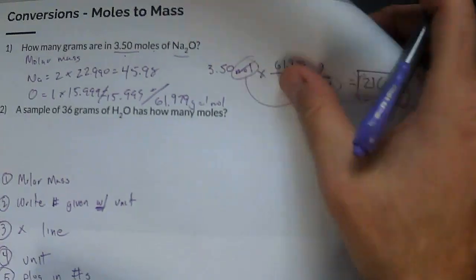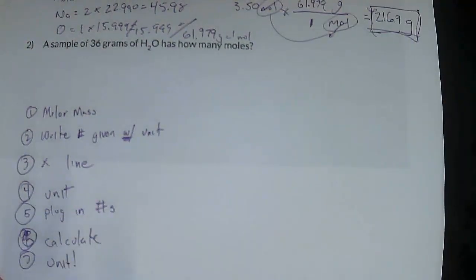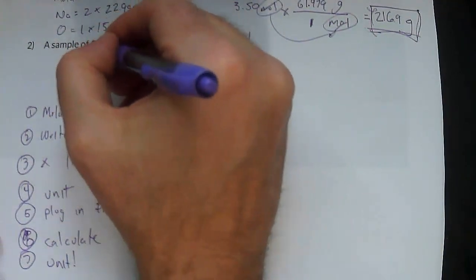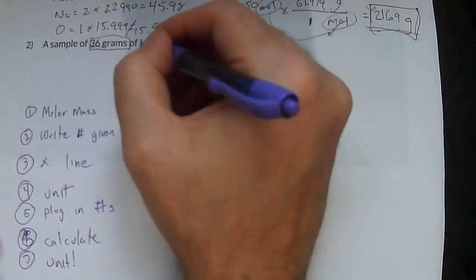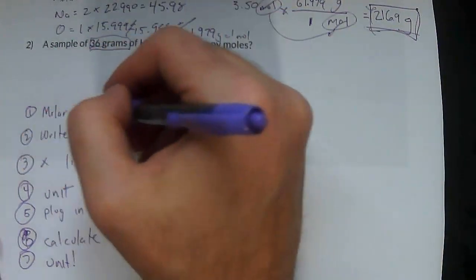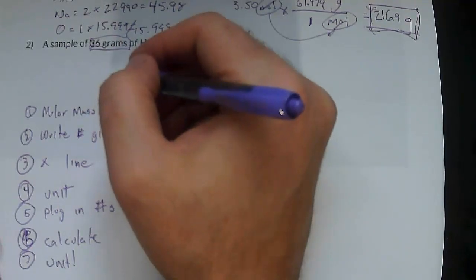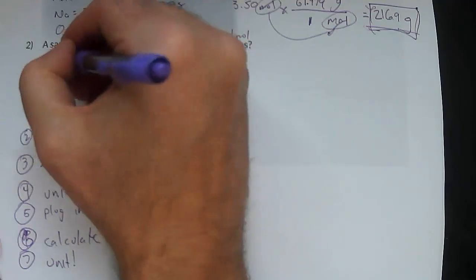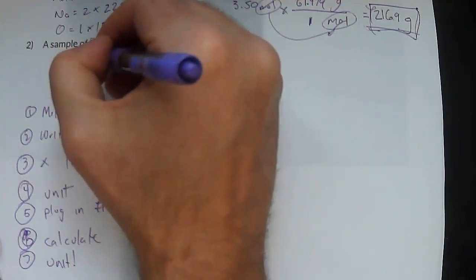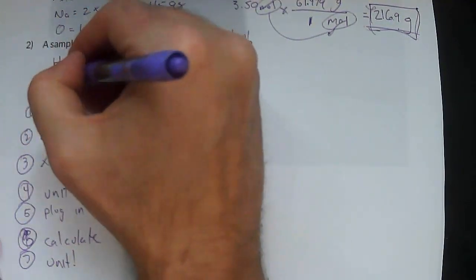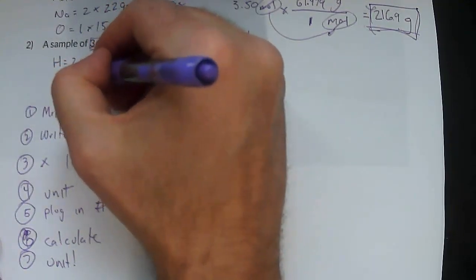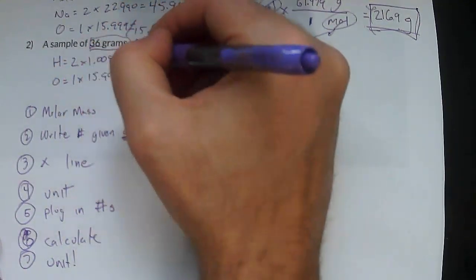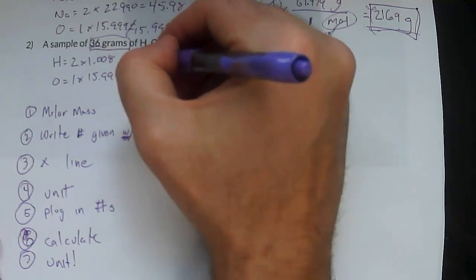Now we can follow those same steps for this one. We're given 36 grams of H2O. So we check for molar mass. Is there molar mass? I don't see molar mass. So now we have to calculate molar mass. H is 2 times 1.008, and O is 1 times 15.999. And this is 2.016.